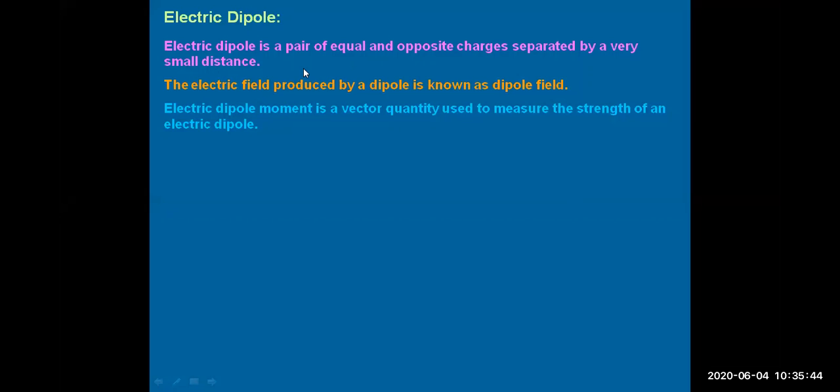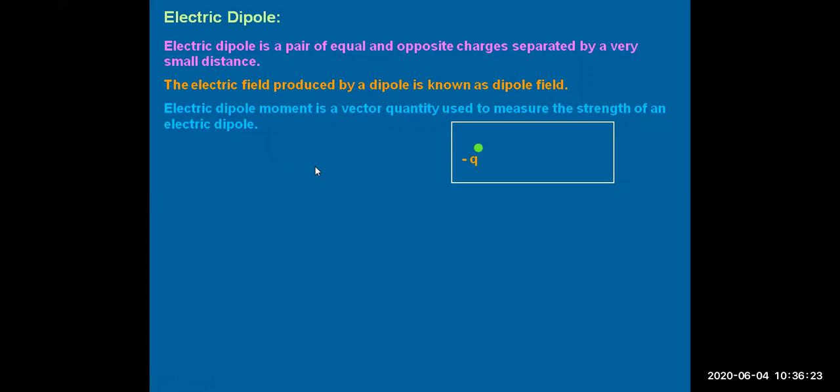First definition is what is dipole, or what is an electric dipole? A pair of equal and opposite charges separated by a very small distance, we call it as a dipole. Dipole field, second definition. Electric field produced by a dipole, we call it as a dipole field. Third definition is dipole moment, or you can call it as electric dipole moment. It is a vector quantity and it is used to measure the strength of the electric dipole. So these are the 3 terms.